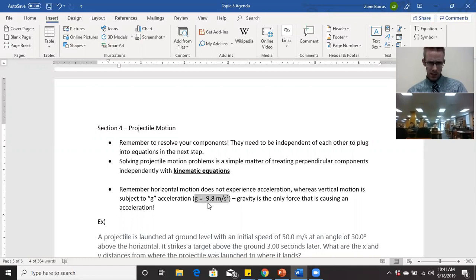So, key thing to remember, horizontal motion, no acceleration. Vertical motion, acceleration is equal to g, all right?